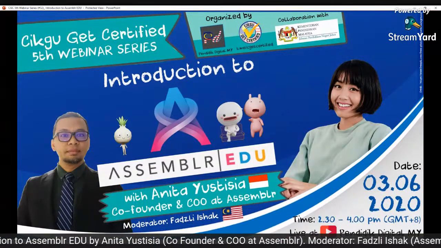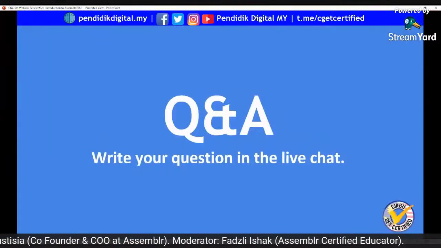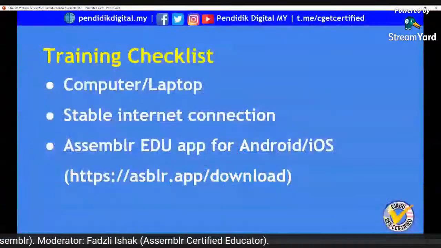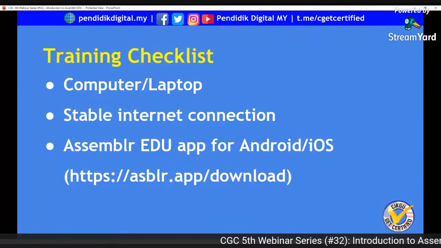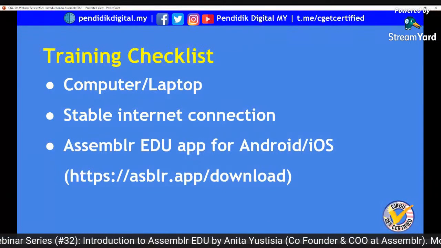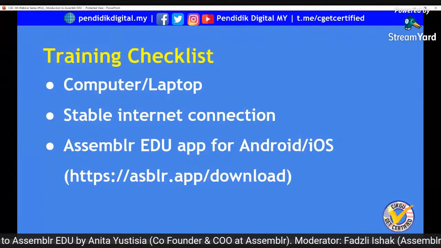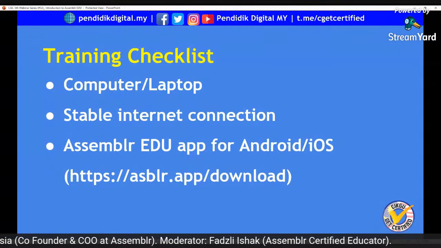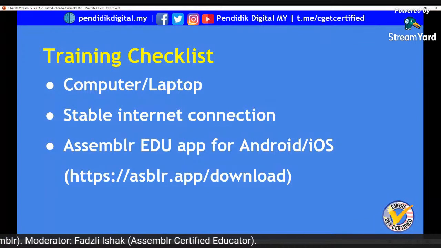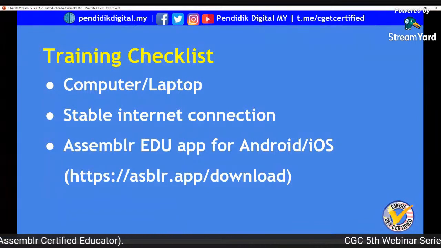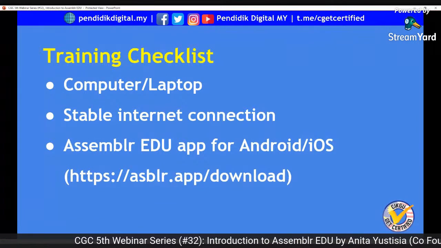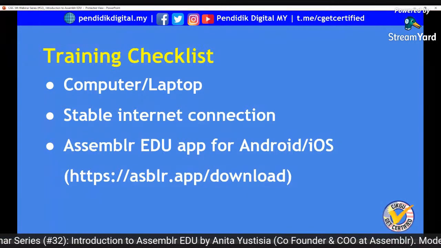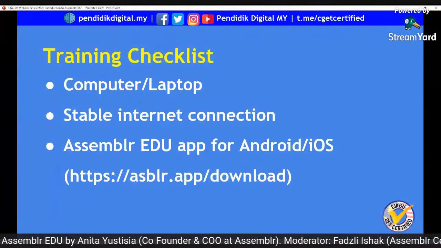Before we begin our webinar, this is the training checklist for today. Maybe you can provide a computer or laptop. You will also need to use your smartphone today, and make sure you have a stable internet connection. The last one is that you have installed the Assembler EDU app for Android or iOS. You can follow the link below, assembler.app/download.